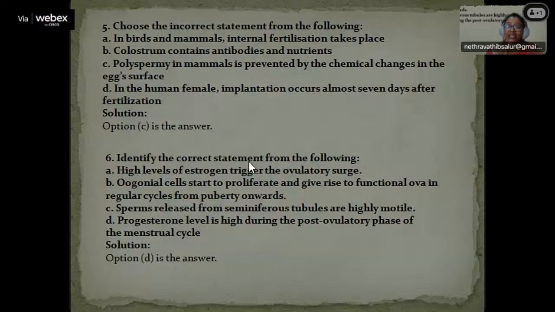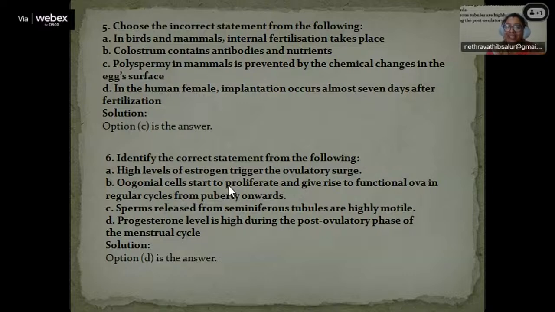Next, sperms released from seminiferous tubules are highly motile. I told you no. The sperms will gain the motility capacity only after they come from the epididymis, and that is capacitation. So that is also a wrong statement. Progesterone levels are high during the post-ovulatory phase of the menstrual cycle. This is the correct statement, because at the post-ovulatory phase the corpus luteum is formed and starts to produce progesterone. So the option is D.